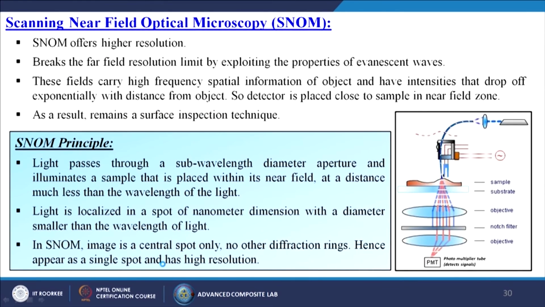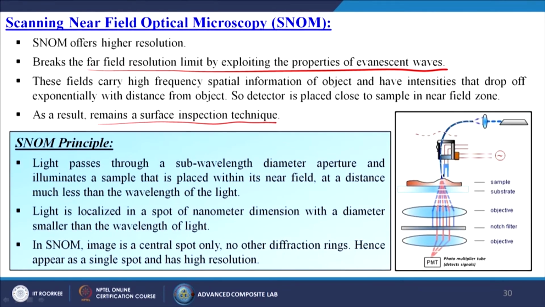Next, scanning near field optical microscopy, in short generally called SNOM. SNOM offers higher resolution, breaking the far field resolution limit by exploiting the properties of evanescent waves. These fields carry high frequency spatial information of the object and have intensities that drop off exponentially with distance from the object. So, the detector is placed close to the sample in the near field zone. As a result, it remains a surface inspection technique.